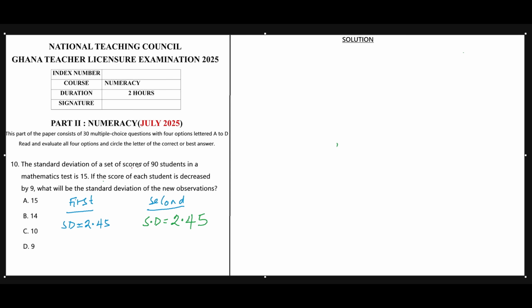So the standard deviation will never change. The standard deviation will still be 15. So that is one characteristic of the standard deviation. Whether we add a constant number across board, or we subtract a constant number across board, the standard deviation still remains the same.